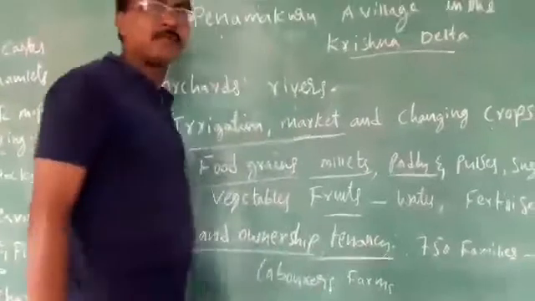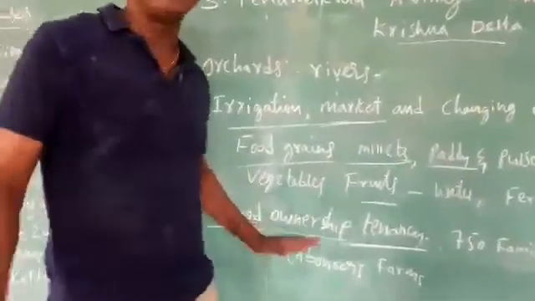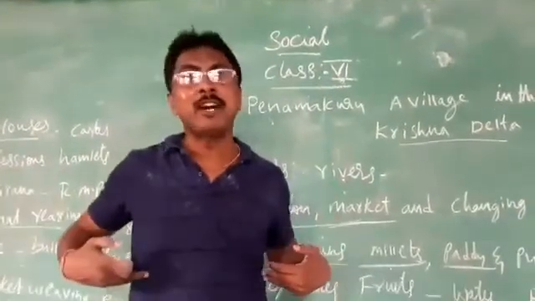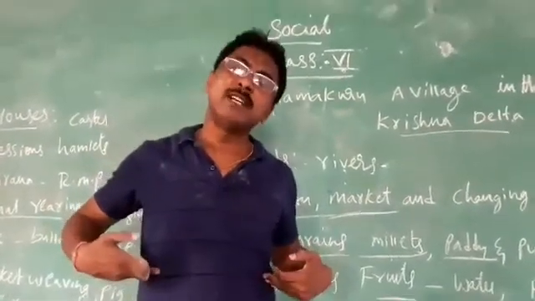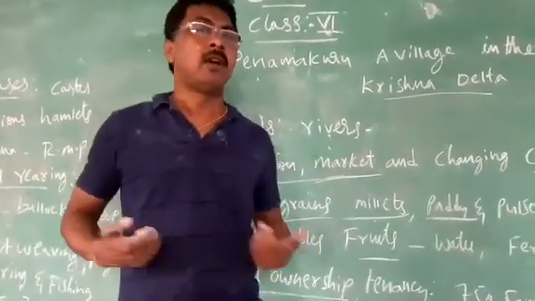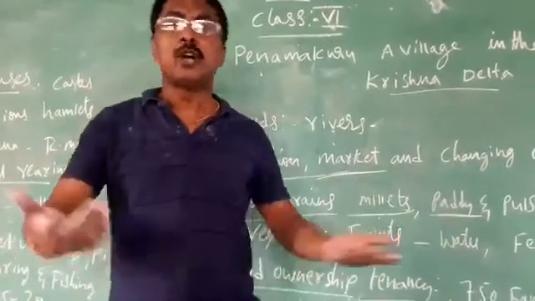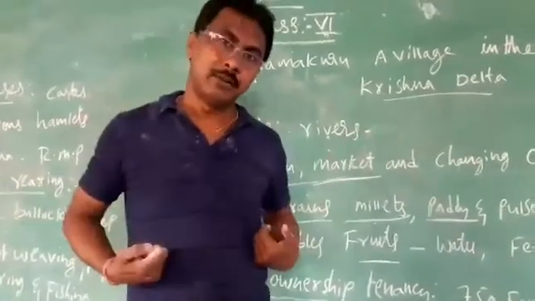Tenancy means rent, isn't it? Land ownership means, suppose I have 5 acres of land. So I am a landowner. I have 5 acres of land, so I am called a landowner.